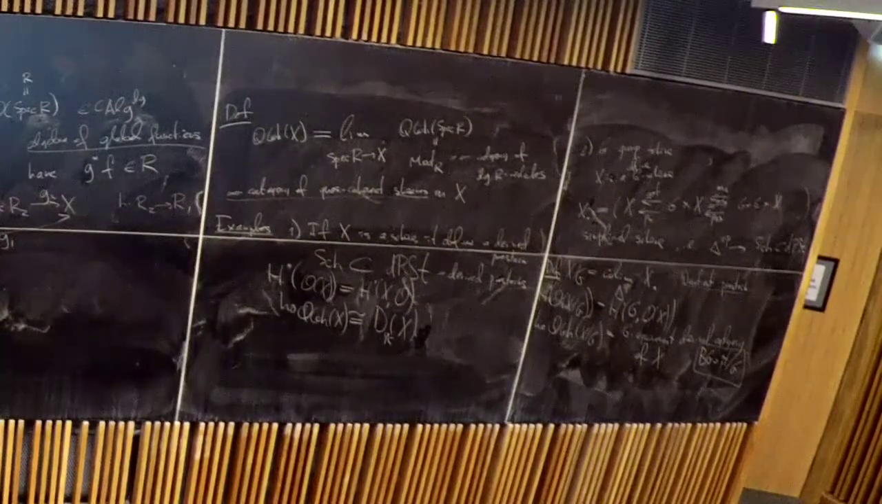Okay, so next I want to define the notion of a cotangent bundle of such an object. So let me begin with just ordinary schemes and maybe even affine schemes. So let's say X is an affine scheme. So what is a cotangent bundle? It satisfies a certain universal property that I'm going to write right now.